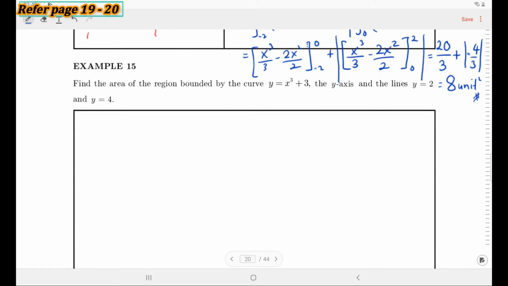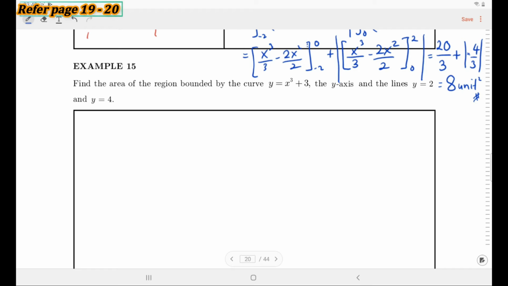Now we look at example 15. Find the area of the region bounded by the curve y equals x cubed plus 3, the y-axis, and the lines y equals 2 and y equals 4. So now we have a cubic function. Do you still remember how the graph looks for the cubic function?